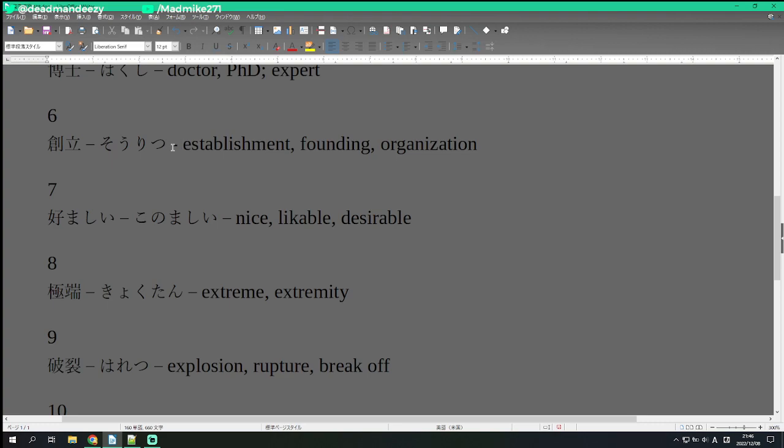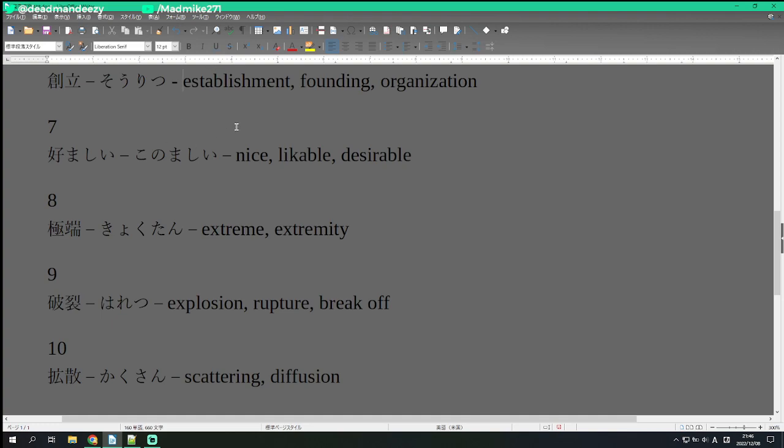Soritsu is establishment or founding. Soritsu is the creation and standing up or organization of something.